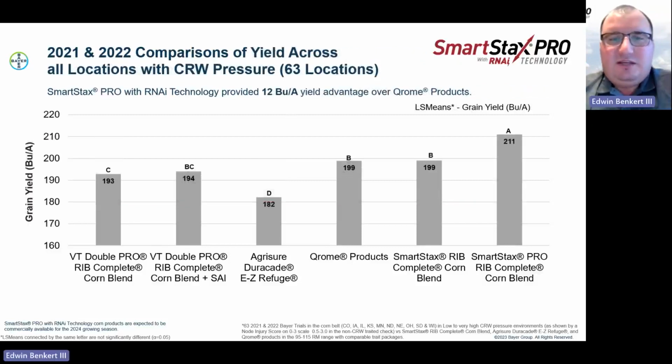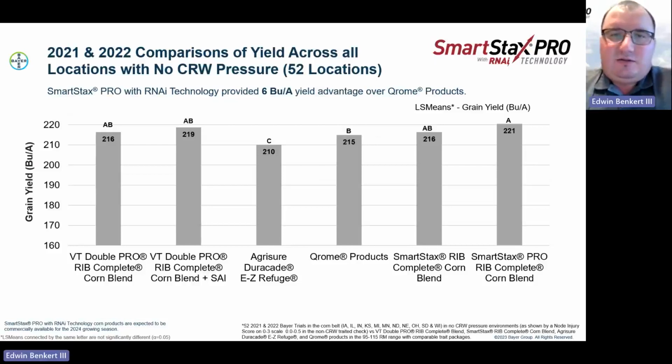When we look at yield across all the locations that had pressure, so we had 69 locations with pressure, but we're only able to get yield off 63. We can see that SmartStax Pro is out-yielding all of our other hybrids, which is greater root protection translating to greater yield in this data set, which is what we would expect.